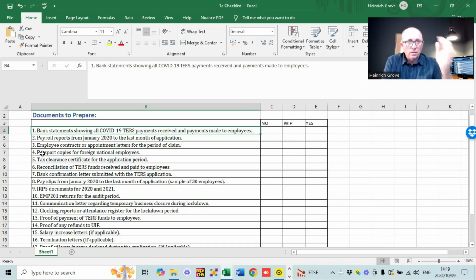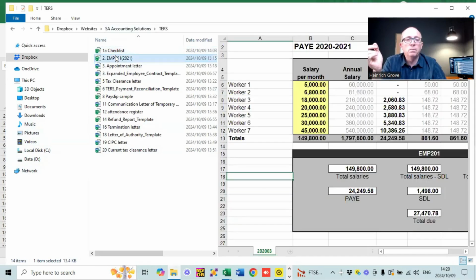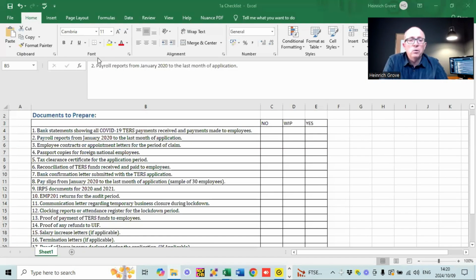The payroll reports from January 2020 to the last month of the application. So a lot of businesses work with payrolls. So if you do have payroll reports, print them, save them inside there. A lot of small businesses don't have a payroll system. Some of the guys work manually, so in that case, domestic workers, all that stuff, I saved inside this folder a report for you that you can use. This spreadsheet, which is MP201 2021, has got all the tax tables from that year in there. So you can go use this.